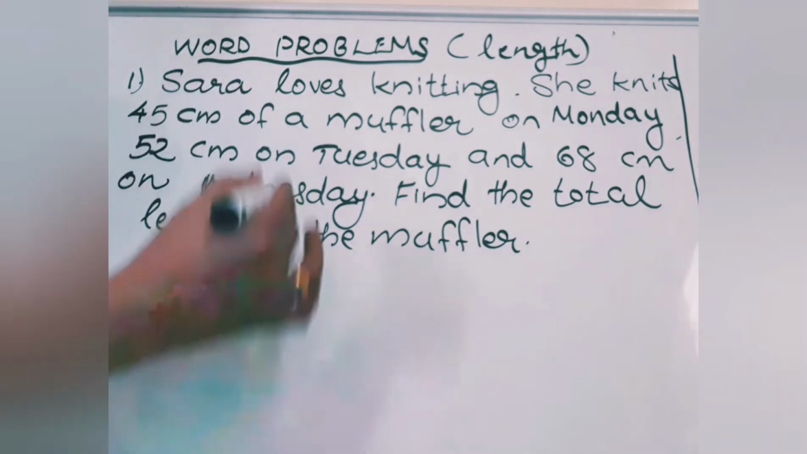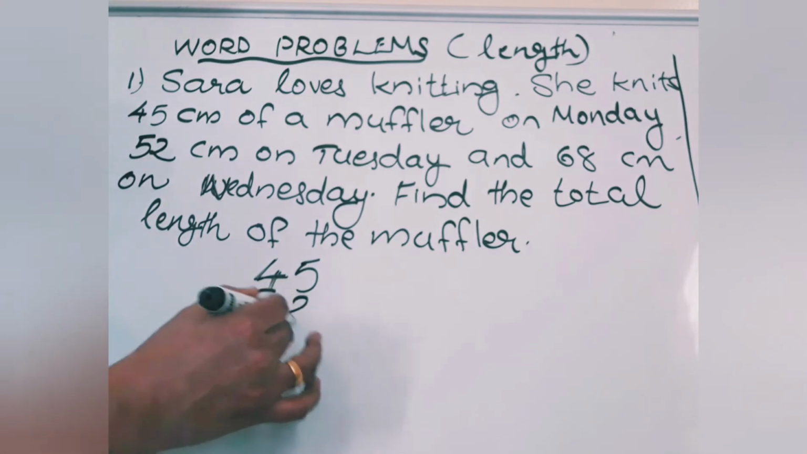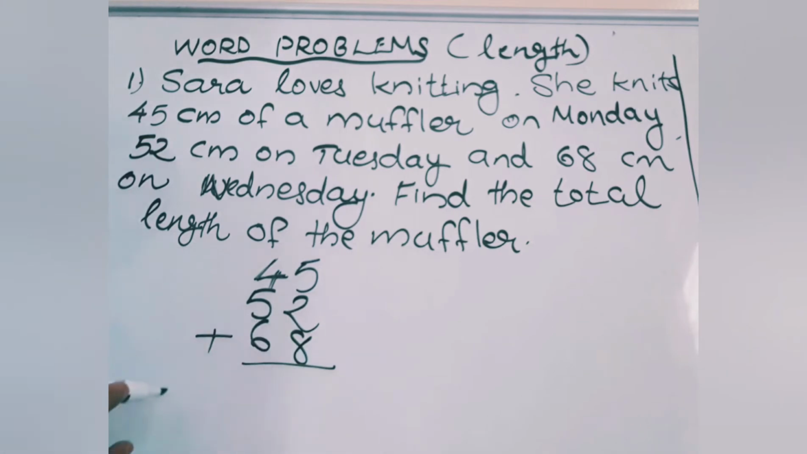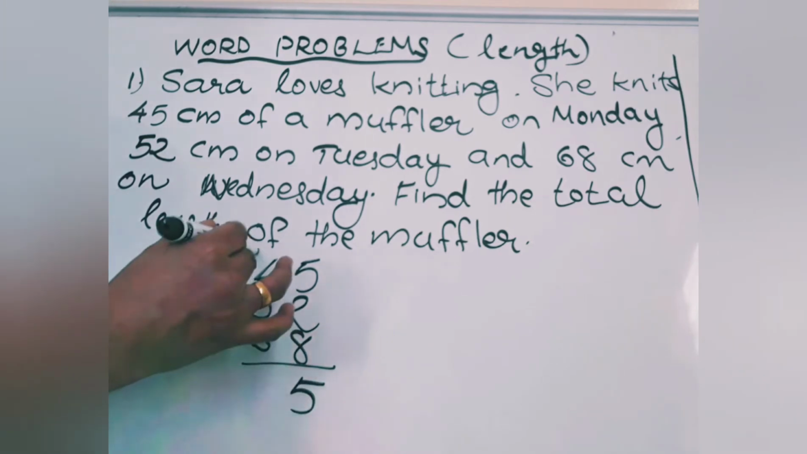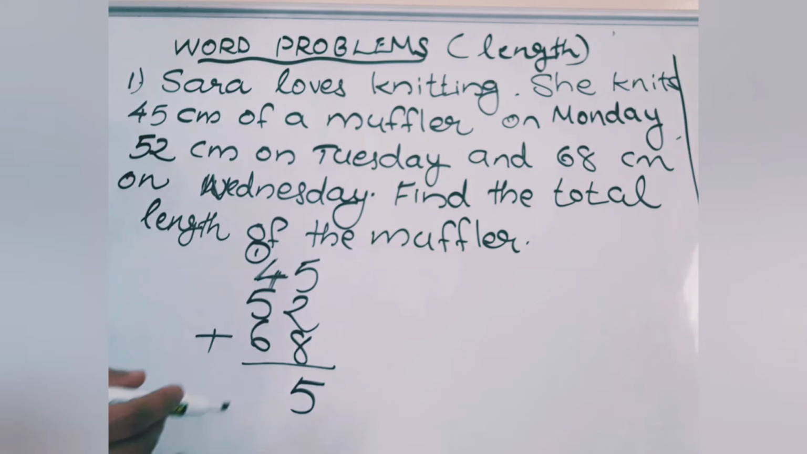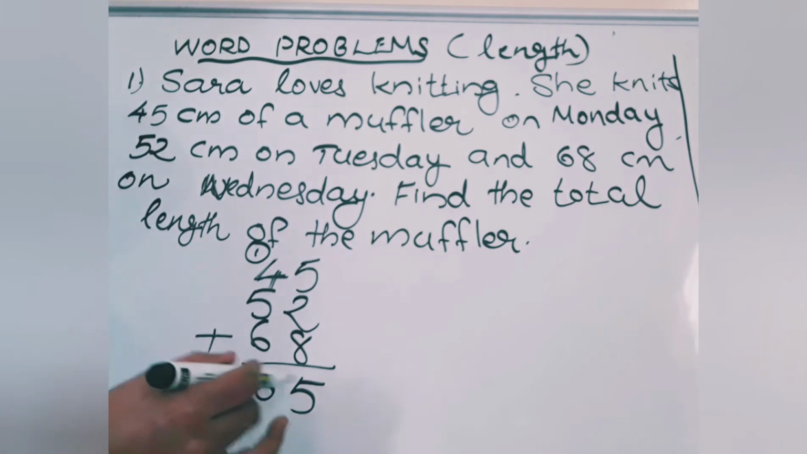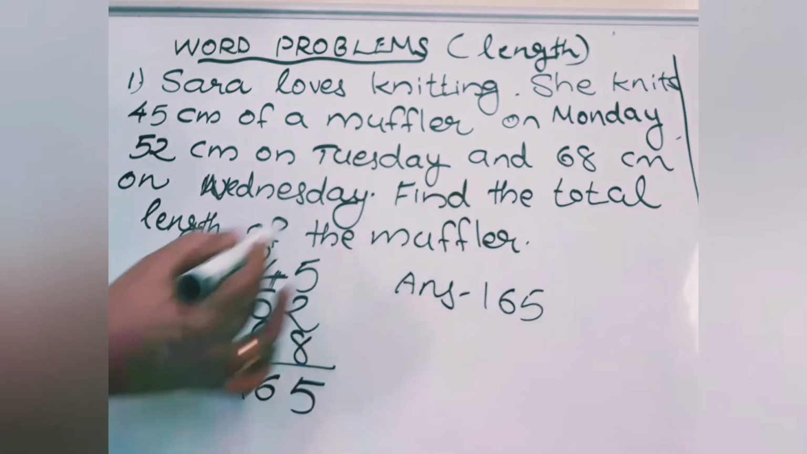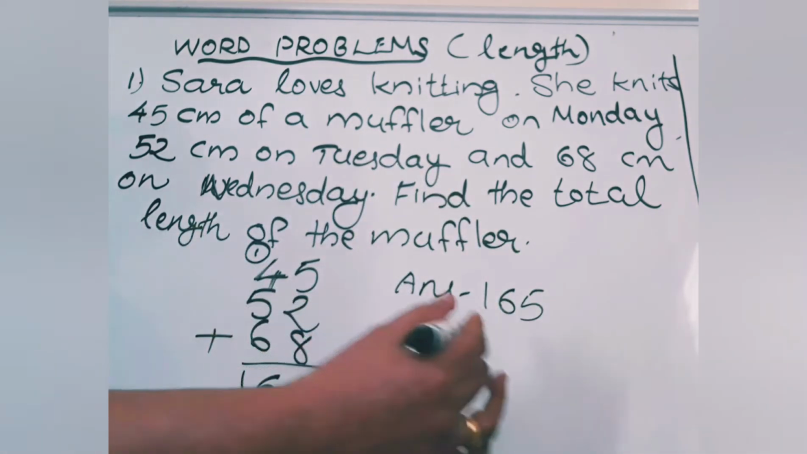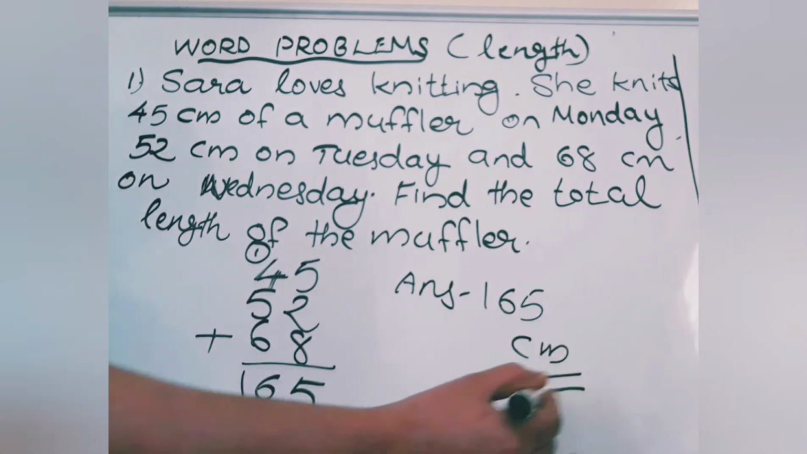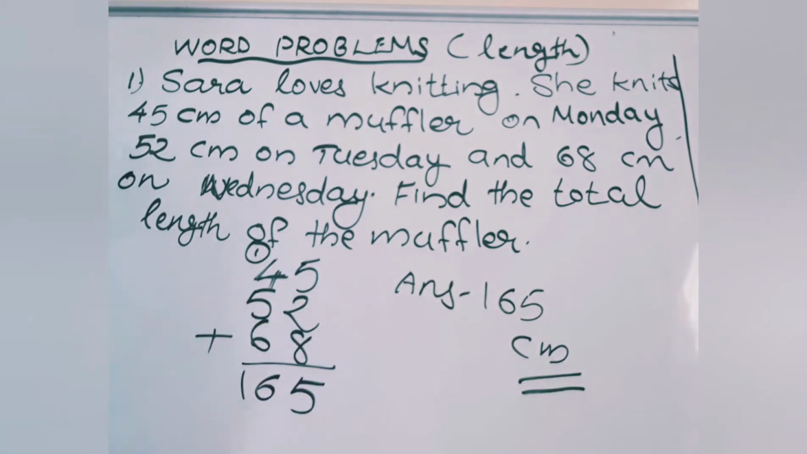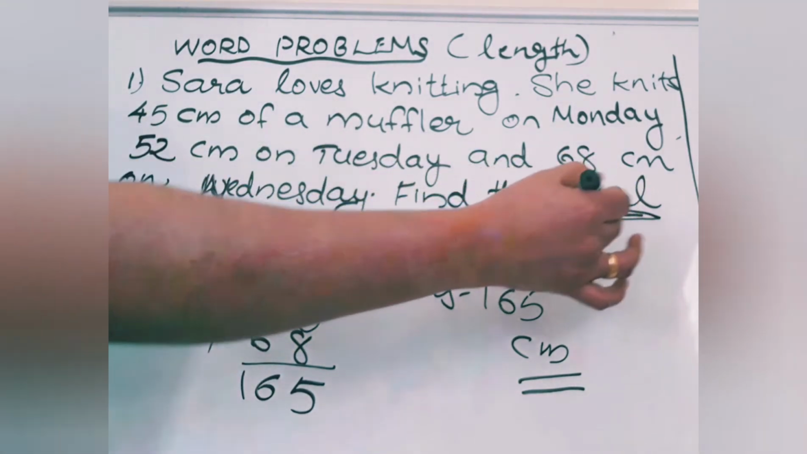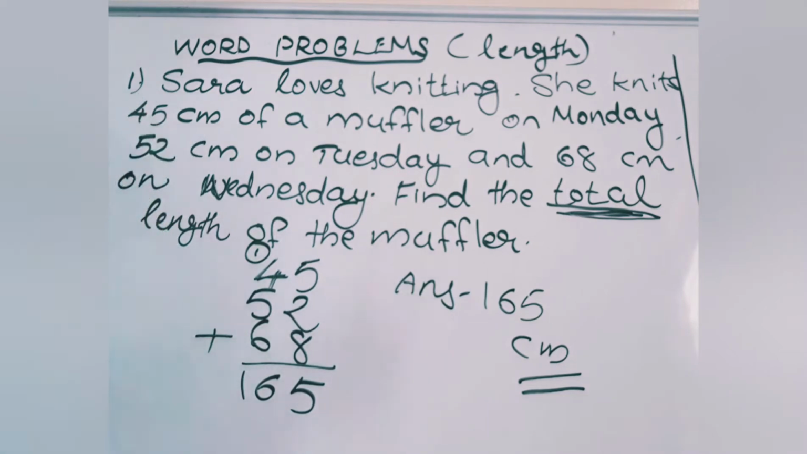45 plus 52 plus 68. So when we add all: 5 plus 2 is 7, 7 plus 8 is 15, carry 1. 4 plus 1 is 5, 5 plus 5 is 10, 10 plus 6 is 16. 165 centimeters. So the answer is, what she knitted in total, 165 centimeter is the answer, or 1 meter 65 centimeter. Okay, so this is the answer. The word total is highlighted here, so that means here we have to add.